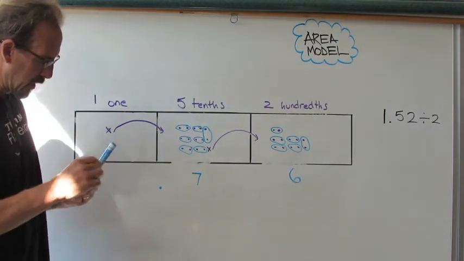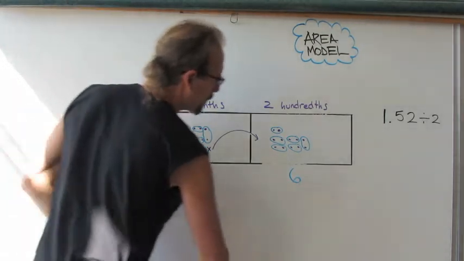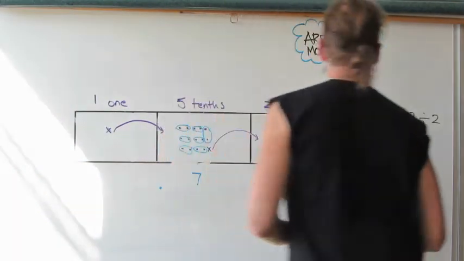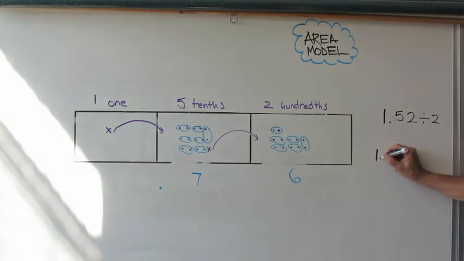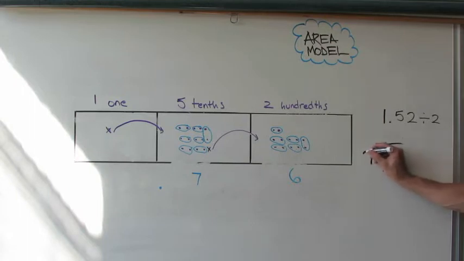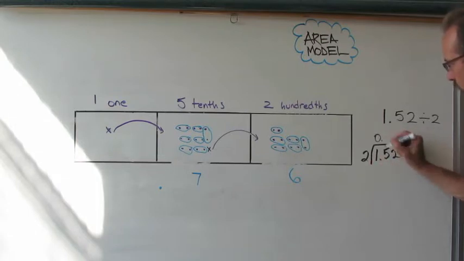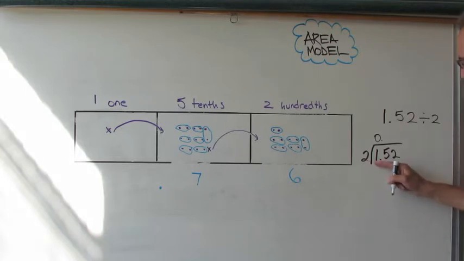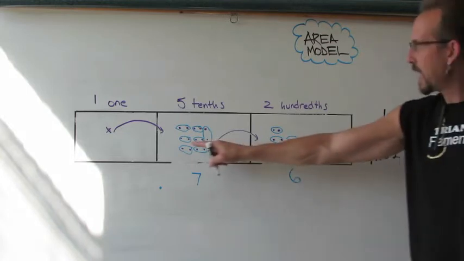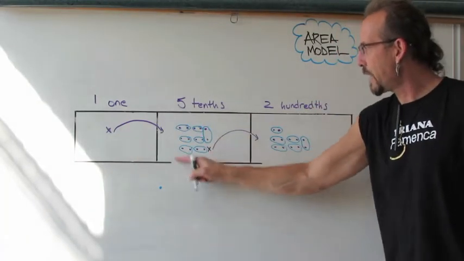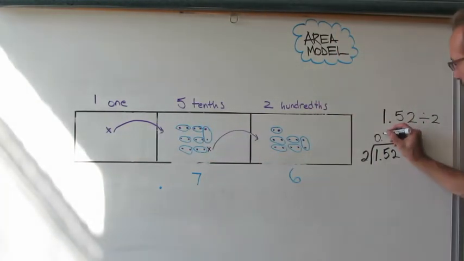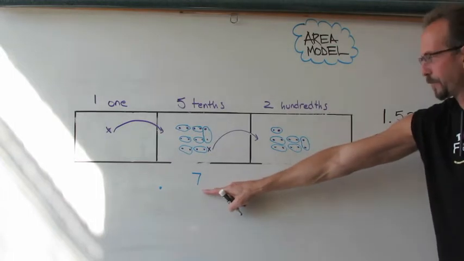And this is what it would look like with the standard algorithm. I'll do it over here. 1 52/100 divided by 2. We say, how many twos? How many groups of 2 can I make out of 1? 0. How many groups of 2 can I make out of 15/10? That's what happened when I renamed this. Now I had 15/10, and I could make 7 groups of 2.